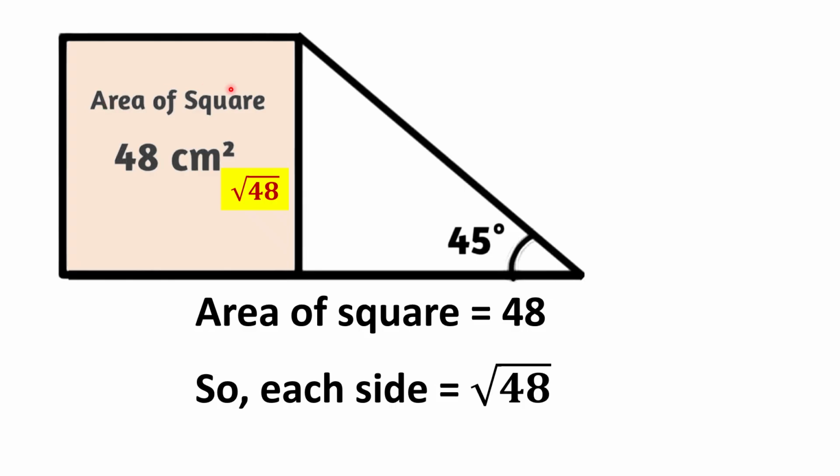Area of the square is given by side whole square, right? Side into side. Side whole square is 48, so each side is square root of 48. So root 48 is the length of each side.